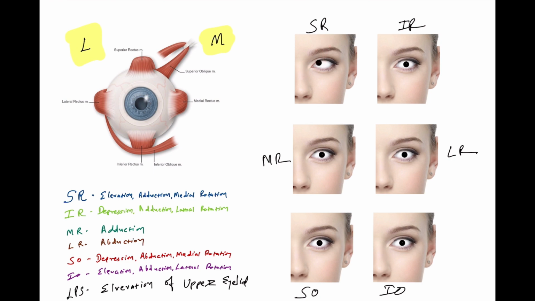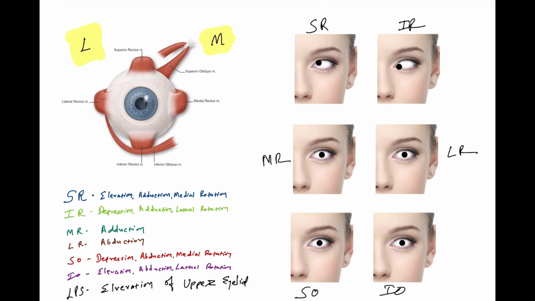If you see, inferior rectus causes depression, adduction and lateral rotation. Now lateral rotation and medial rotation, we are not going to see an effect on the position of the eyeball. So we are going to see depression and adduction as the basic effect. So this will cause the medial and inferior movement of the eyeball, that is caused by the inferior rectus.